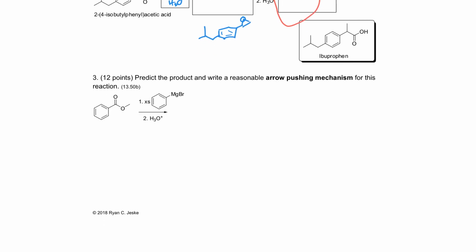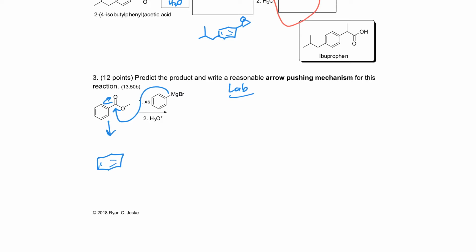All right, I hope that question 3 looked familiar to you. This is what we did in lab. So if you had trouble with this, you should refer back to your Grignard lab report. We have excess phenyl Grignard. We're going to add that to the ester, just like we always do.